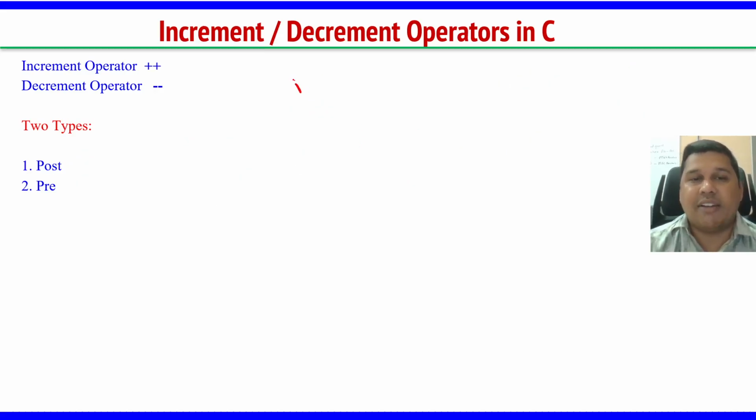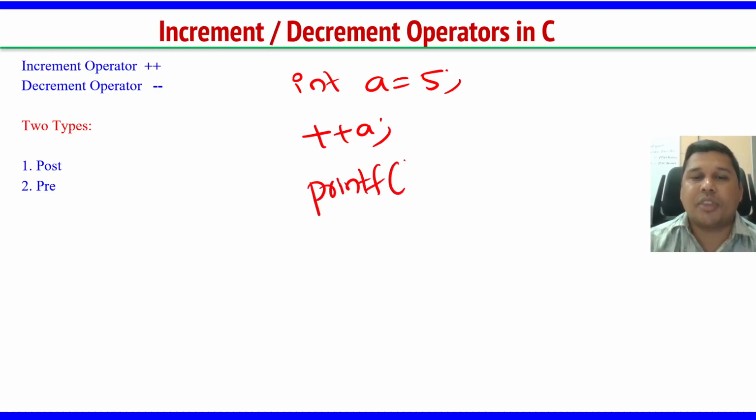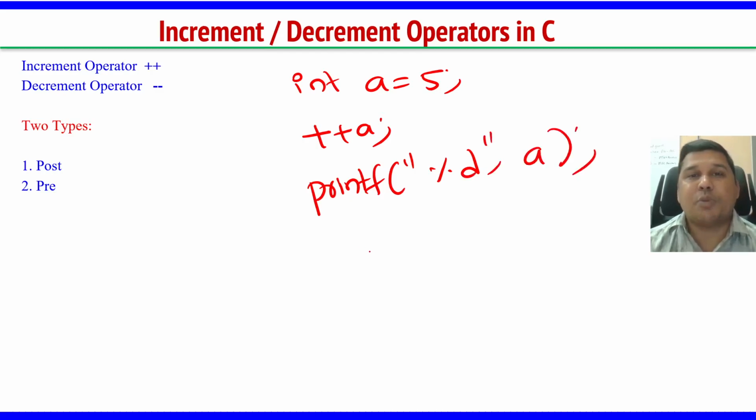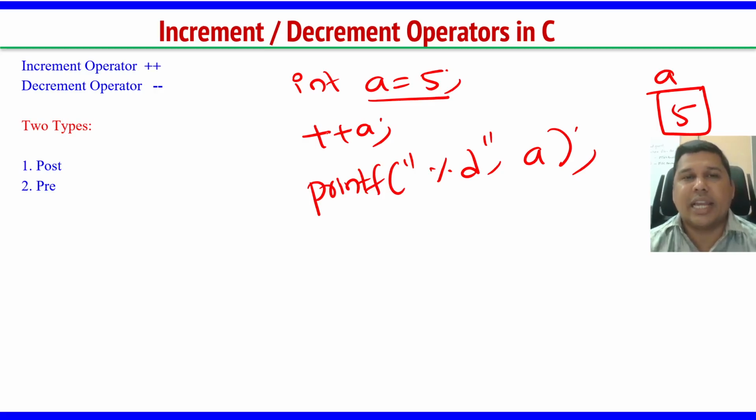So generally I will write a small program: int a equal to 5, and I write here plus plus a, and then printf %d comma a. When I write a small program like this, what is the value of a? The value of a is 5. See, I have written only a single statement, plus plus a, that is it. When I write a statement like this, plus plus a, we have to increment the value.